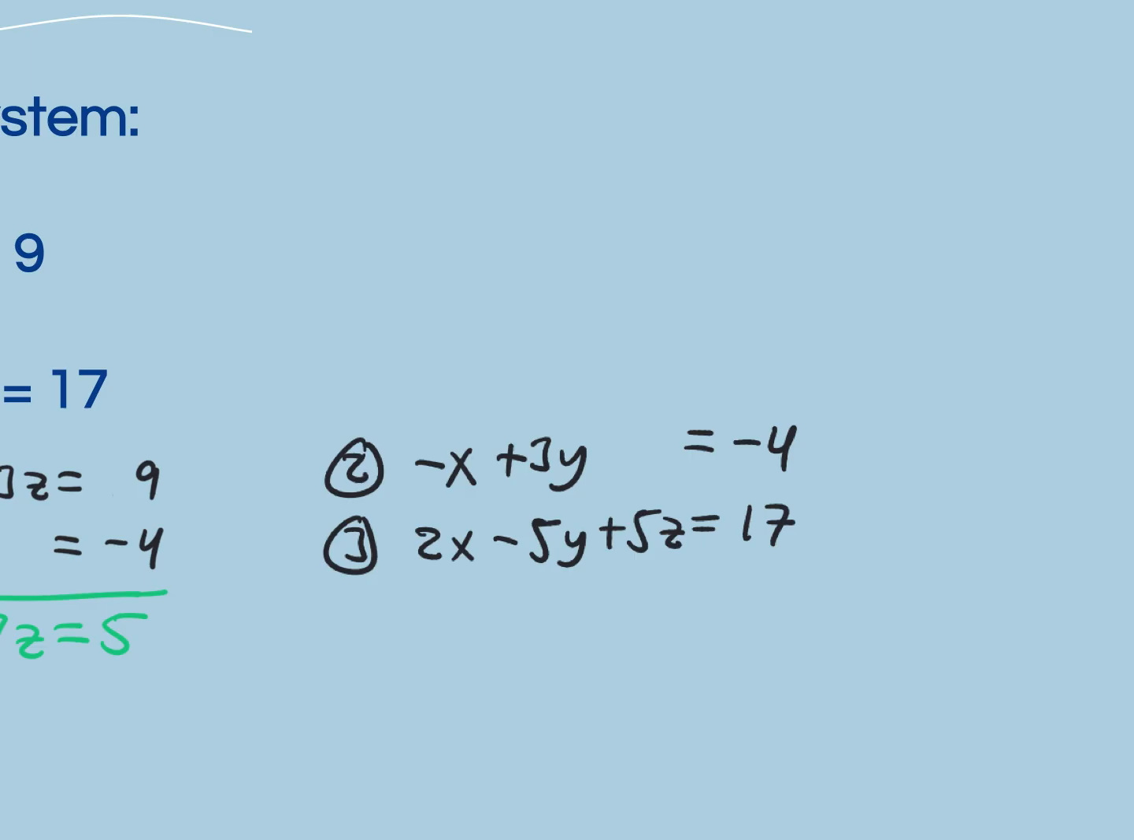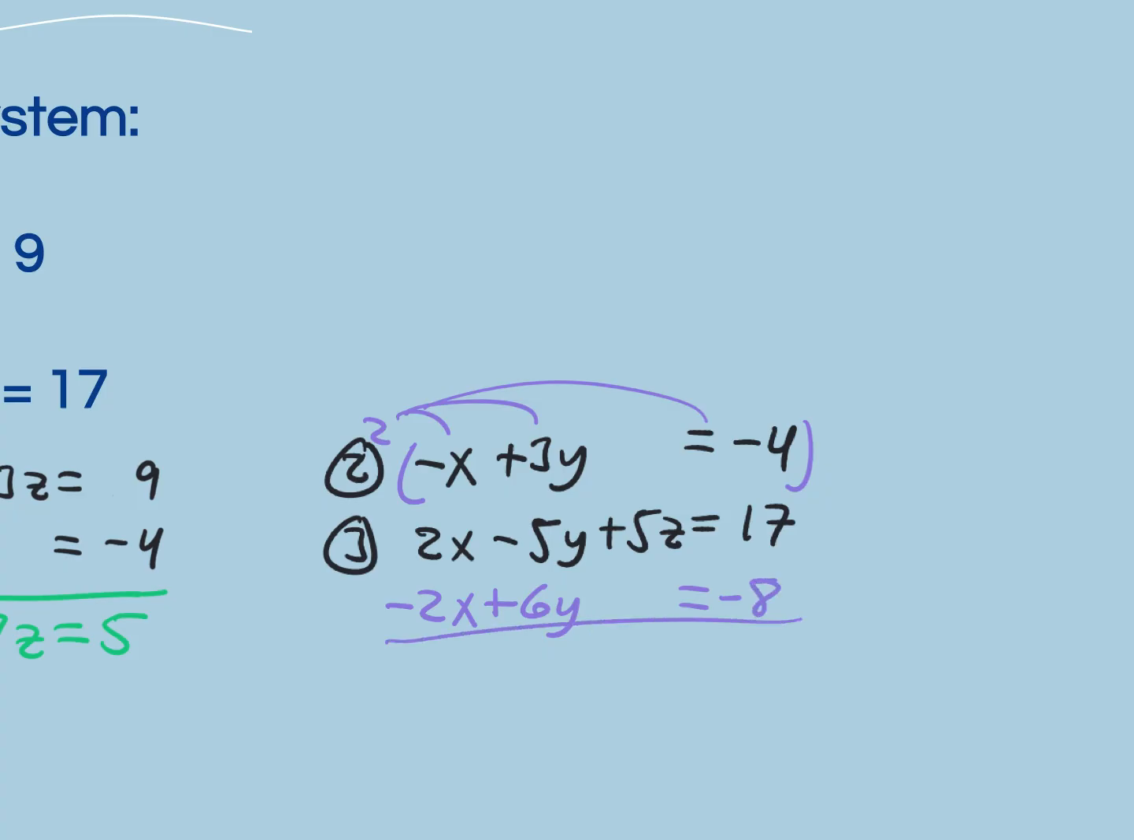Because they already have opposite signs, we just need to multiply one of our two equations by something to get the coefficients to match. Right, in this case, if you multiply everything by 2, then you get your coefficients to match, right? -2x plus 6y is going to equal -8. Right, just multiply everything by 2.